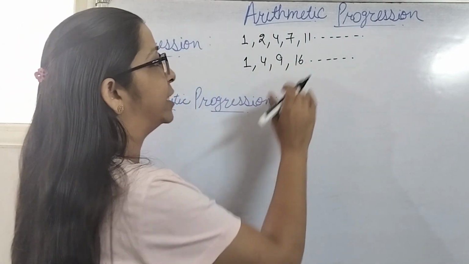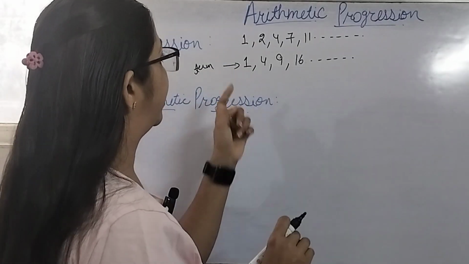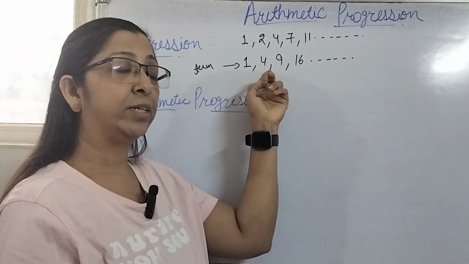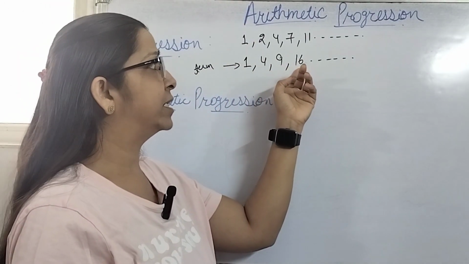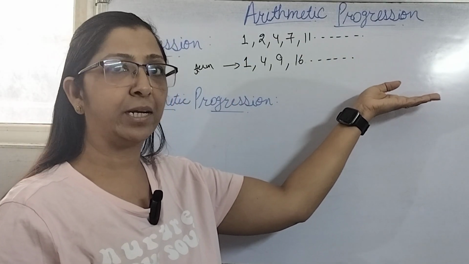Every number in the sequence is known as a term. That means 1 is one of the terms, 4 is even one of the terms, 9 is even a term, 16 is even a term, and then it keeps on coming, there will be so many terms coming.